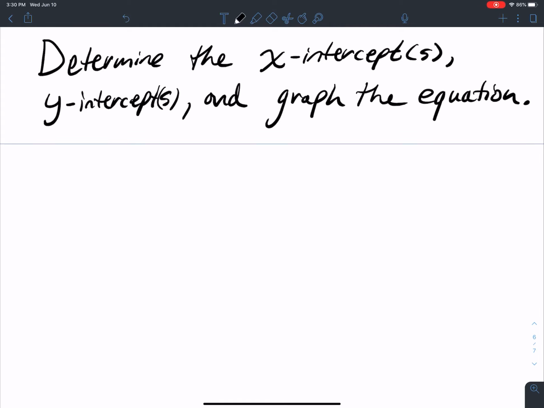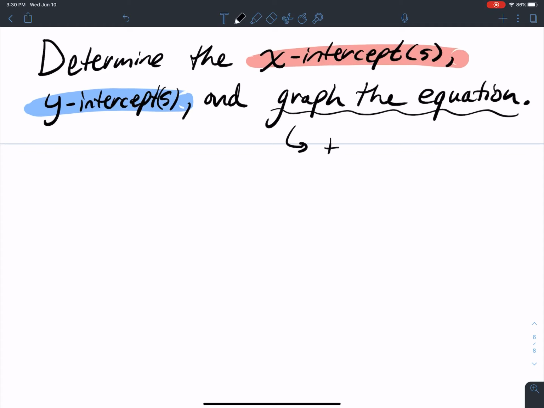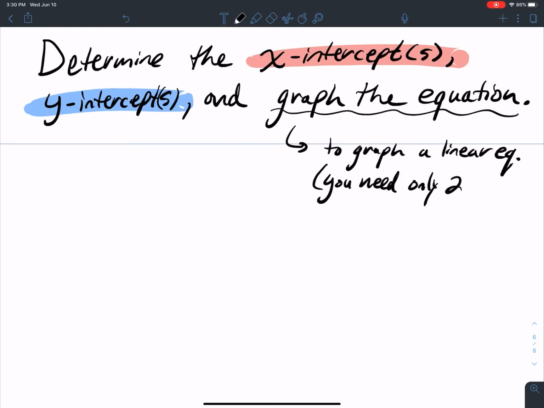So here we're going to talk about how to find x-intercepts and y-intercepts. And then once we do this, I'm going to graph the equation. Now, to graph a line, a linear equation, you need only 2 points. So you need only 2 points to graph a line. If I know 2 points, I can draw a line through that.